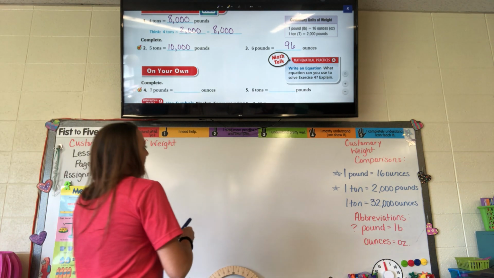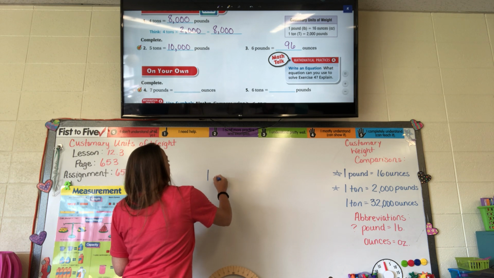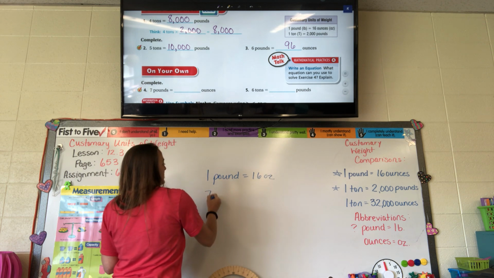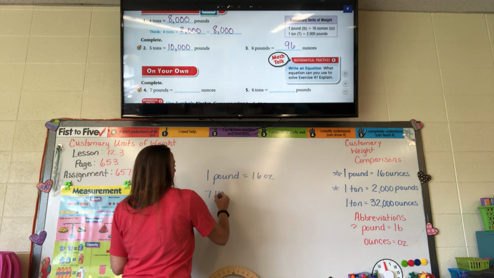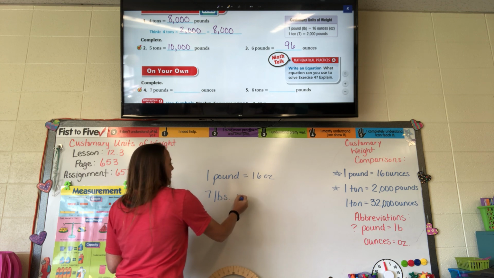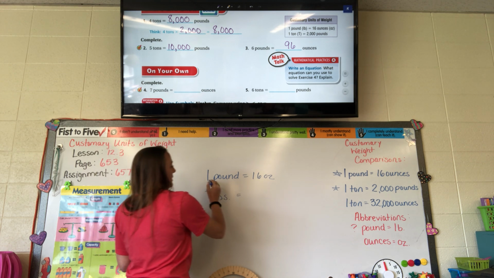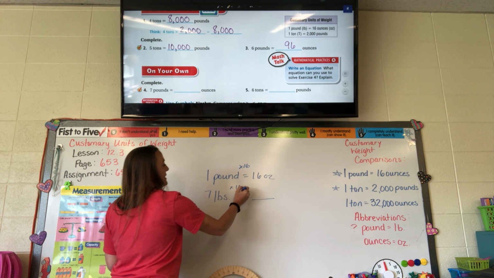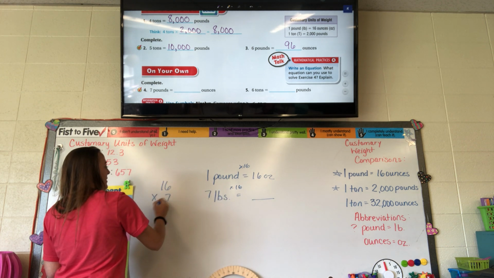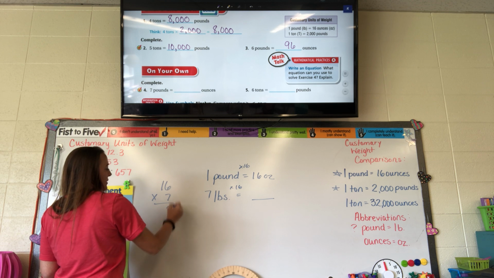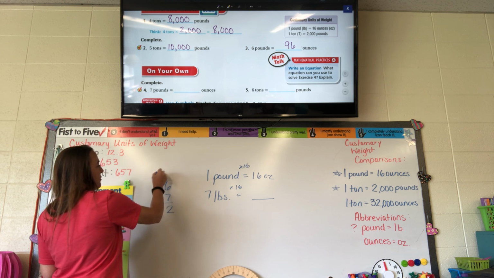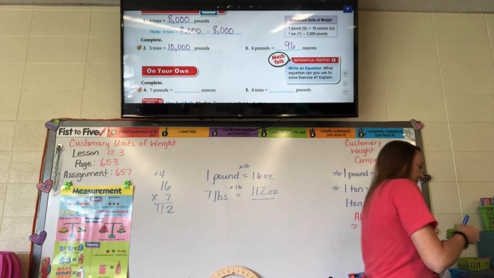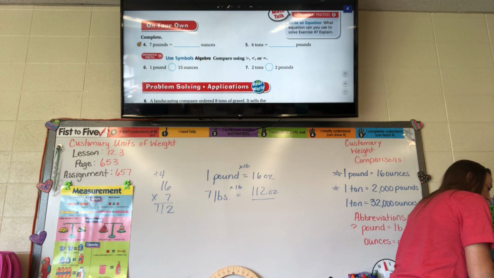7 pounds equals how many ounces? So 1 pound equals 16 ounces. So 7 pounds equals, to get from 1 to 16, we multiply it by 16. To figure this out, we go 7 times 16. 16 times 7. 7 times 6 is 42. Put down the 2, carry the 4. 7 times 1 is 7, plus 4 is 11. 112 ounces. That's what you should have on number 4.